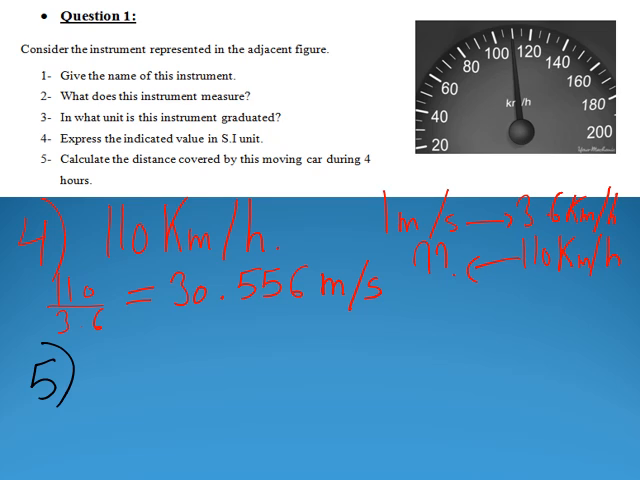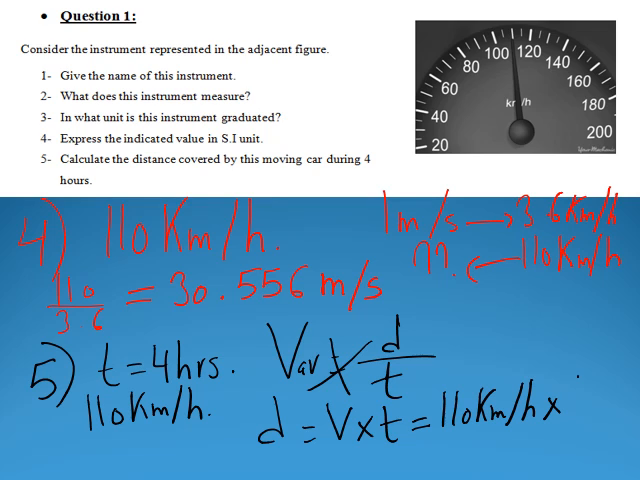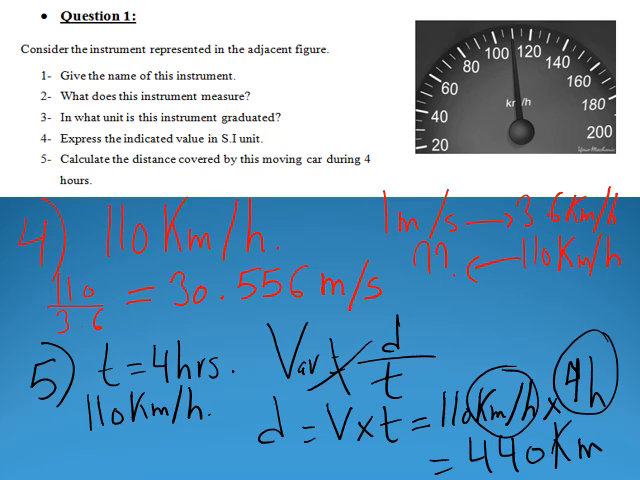Moving to part 5. Calculate the distance covered by this moving car during 4 hours. So the time is equal to 4 hours. This moving car, the average velocity is 110 kilometer per hour. So you have to calculate the distance. All of you know that V average is equal to D over delta T. Simply by cross multiplication, D is equal to V times T, equal to 110 kilometer per hour times 4 hours. So this equals 440 kilometer. Be careful here to have the same unit for the velocity and the time. If the time was in seconds, the velocity would be in meter per second. Okay, be careful for this.